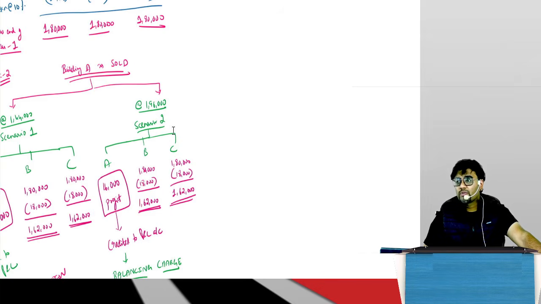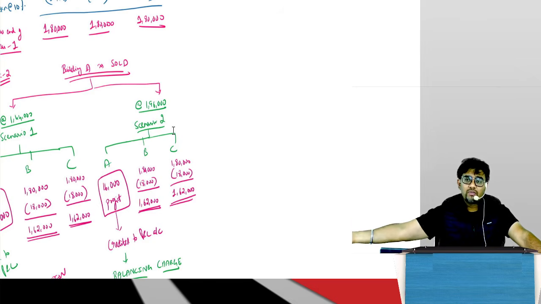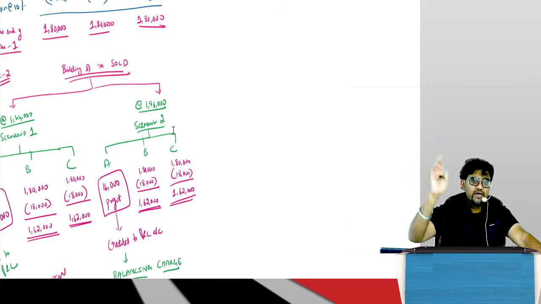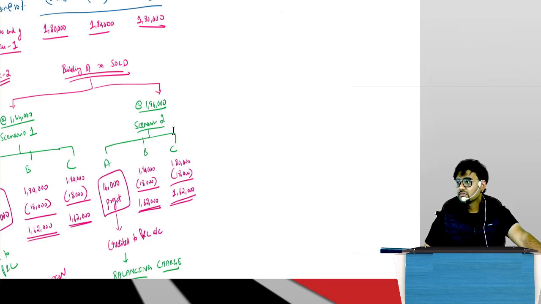Sir, I sold it at a profit. No problem. Reduce from the block. Don't create a separate credit to P&L account, debit to P&L account. Not needed. Sir, I sold it at a loss. No problem. Subtract from the block. If you sold it at a loss, WDV will be more. If you sold it at a profit, WDV will be less. Automatically depreciation will get adjusted over the years.